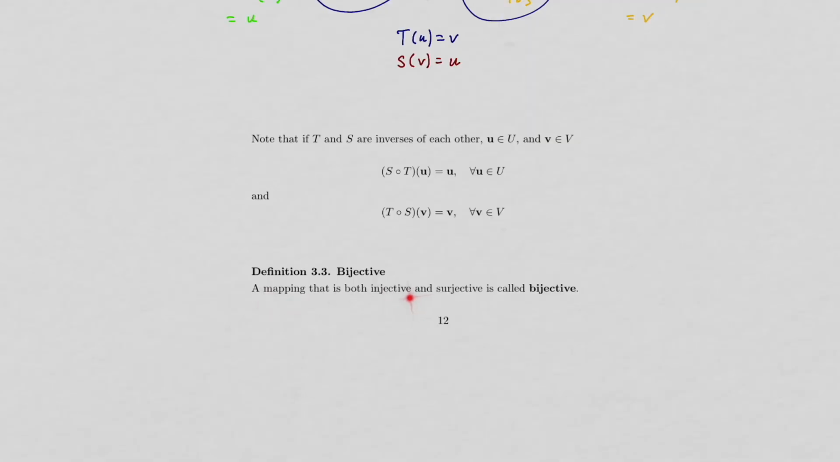We'll say that a mapping that is both injective and surjective is called bijective.